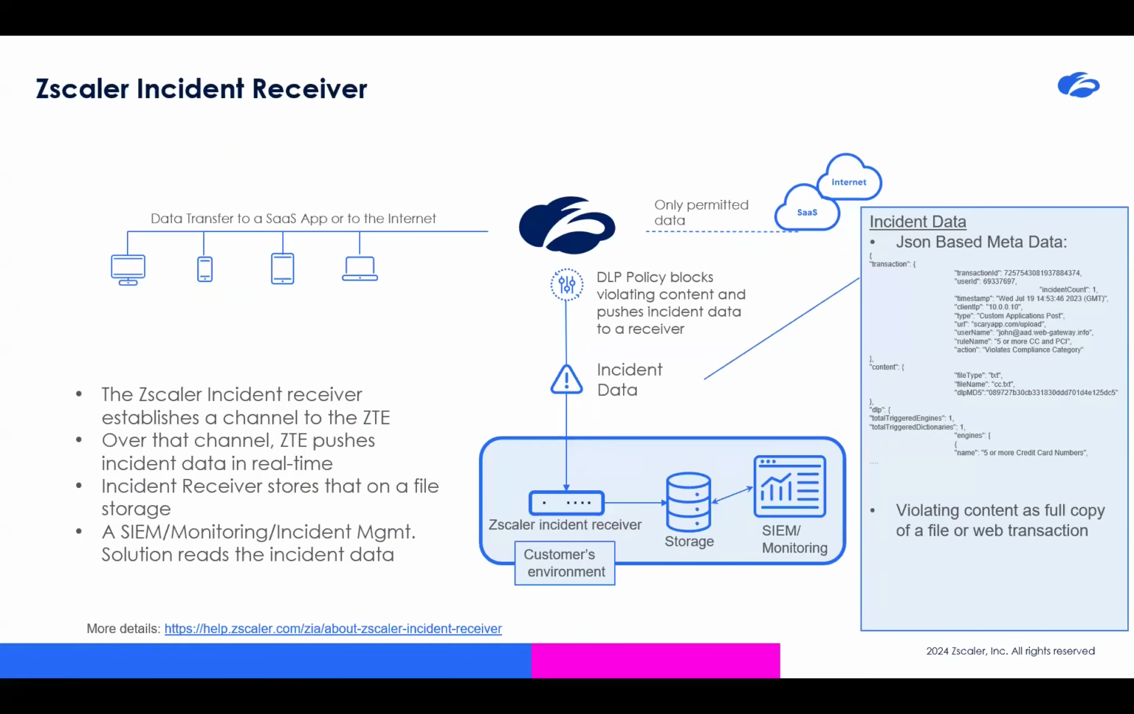Next, let's talk about the Zscaler Incident Receiver. The Incident Receiver is a VM that sits inside your environment. This VM establishes a secure channel to the Zero Trust Exchange. The Zero Trust Exchange then pushes incident data in real time. The incident receiver is able to store that data on a file storage system, allowing your SIEM or incident management solutions to read that incident data.